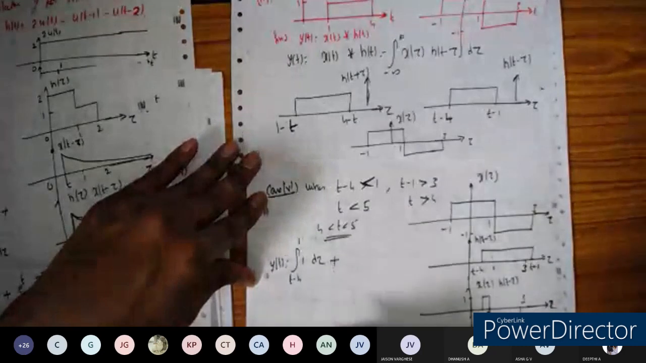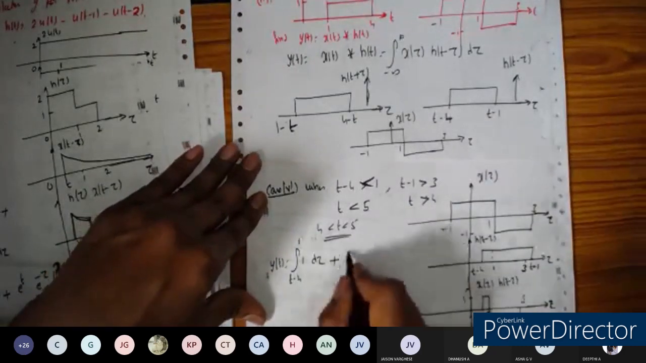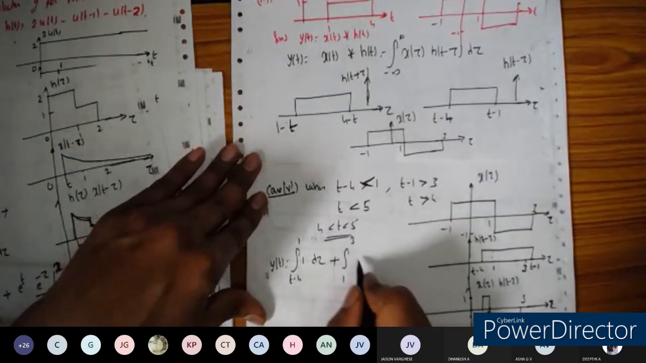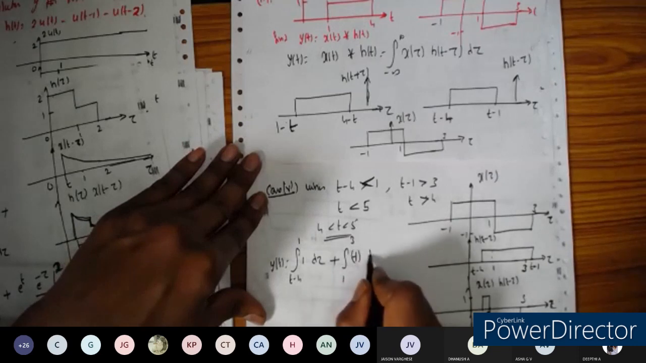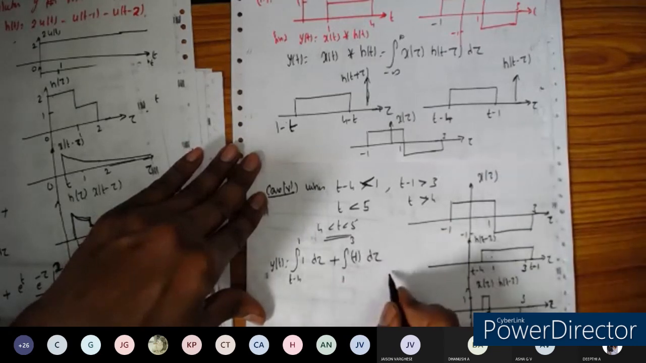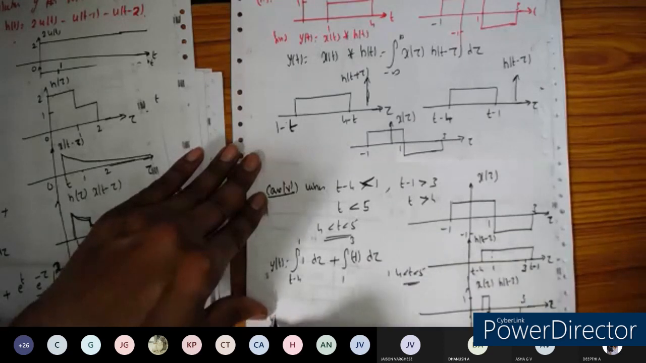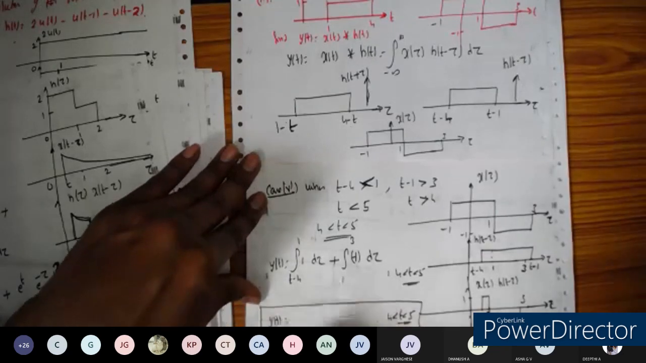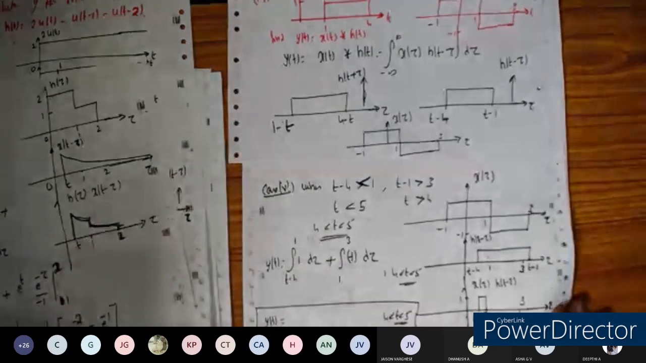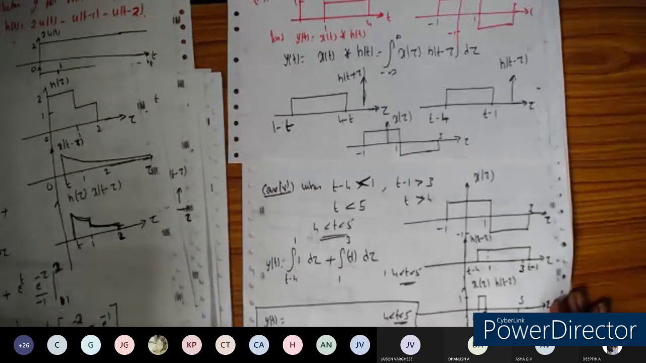Again from 1 to 3, the value is nothing but -1 into d tau. So the time axis is 4 is less than t is less than 5. So write the expression for 4 is less than t is less than 5. So we got this for 4 to 5. Done.